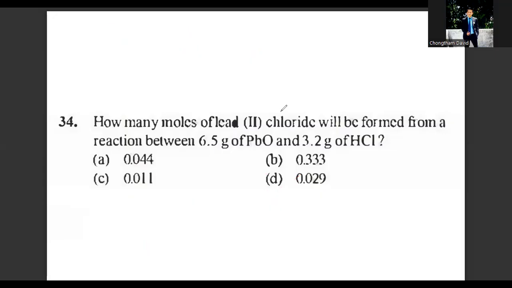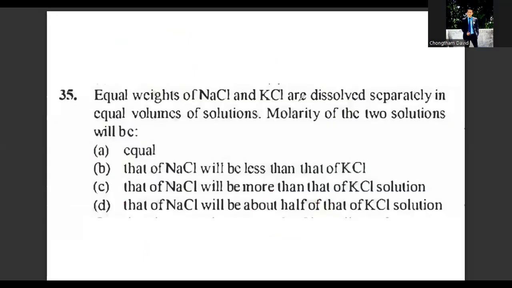Question number 35. Equal weights of sodium chloride and potassium chloride are dissolved separately in equal volumes of solution. So the molarity of the two solutions will be. When the weights of different solutes are equal in equal volumes of solution, the molarity is inversely related to the molecular mass of the solute. The molecular mass of sodium chloride is less than potassium chloride. Hence, the molarity of the sodium chloride solution will be more. So question number 35 would be option C.